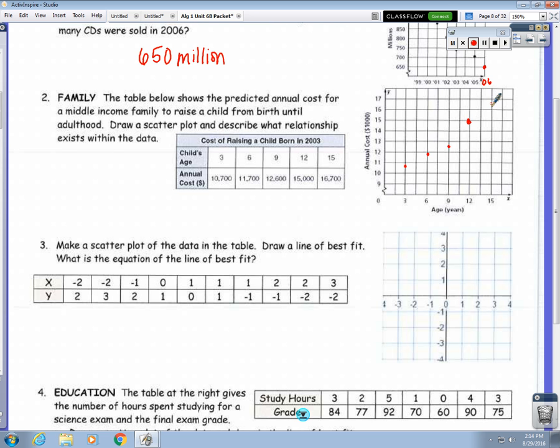So about right there. Now, they didn't ask us to do a line of best fit or anything. They just asked you to describe the relationship. What kind of relationship or correlation does this data have? Strong positive.